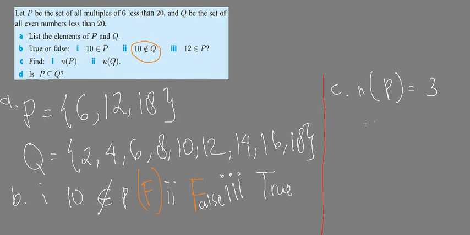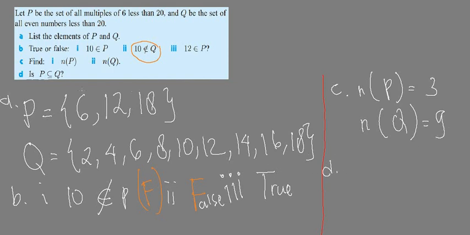n(Q). I need the n(Q). Let's count how many members are in Q. We have 1, 2, 3, 4, 5, 6, 7, 8, 9. So n(Q) is 9.